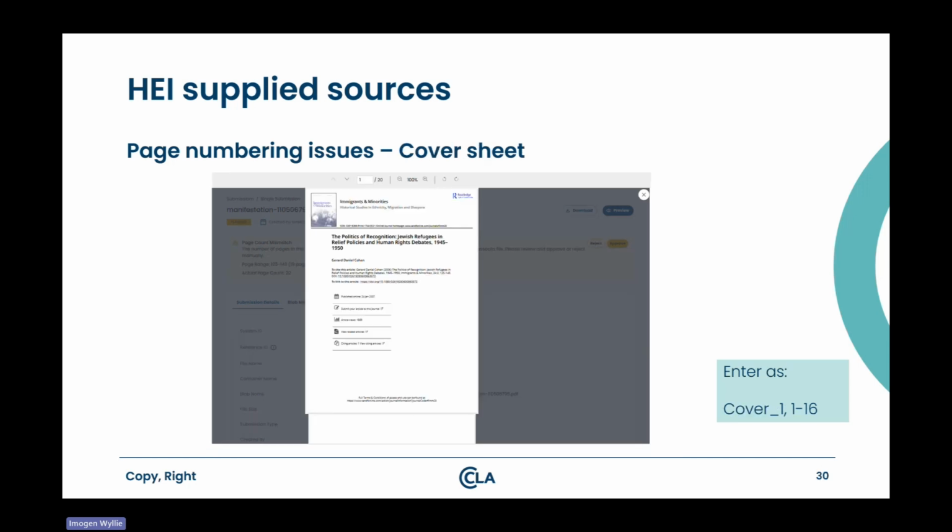Then we have a cover sheet. So quite often, particularly if it's a digital item taken from a journal site, the journal site will put a cover sheet on it, and it's fine to include that. But if you enter it as cover_1, then again, the system will accept it immediately and it won't flag. So it should flow through nice and fast. So capital C cover_1 and then a comma and then the page numbers.